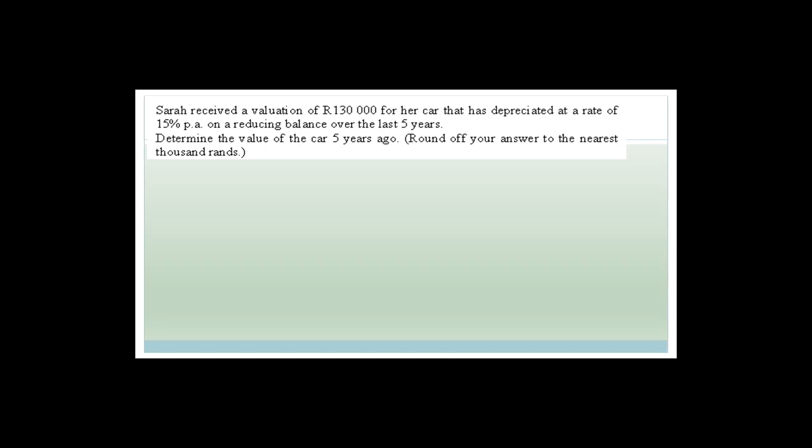Sarah received the valuation for a car of 130,000 rand that had depreciated at a rate of 15% per annum on a reducing balance for the last 5 years. So if it's a reducing balance, you know that it's compound interest or compound depreciation, right? It says determine the value of the car 5 years ago. So what are we looking for? We're actually looking for the principal.